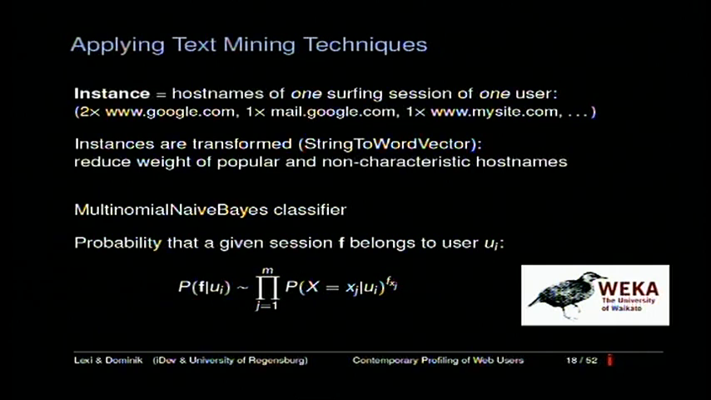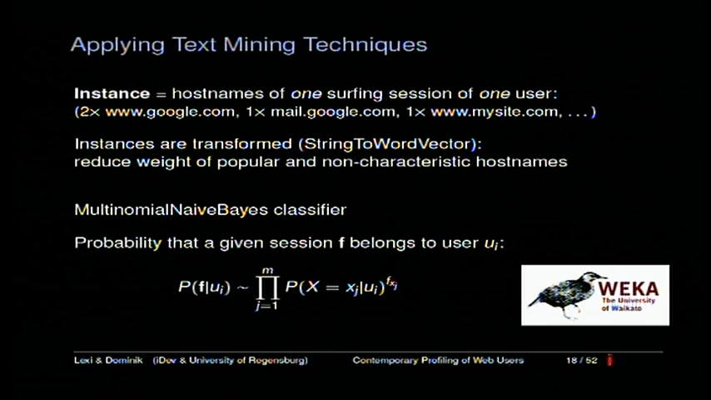And we don't have to do it ourselves, but we can use standard text mining tools like the Weka package, which is a Java machine learning package. And we just use all the tools Weka contains for text mining, like the string-to-word vector filter. The filter reduces weights and tunes the vectors in a way so that bad things are not happening and certain characteristics are removed. And then we can use the so-called multinomial naive Bayes classifier in order to classify texts or hosts or sessions.